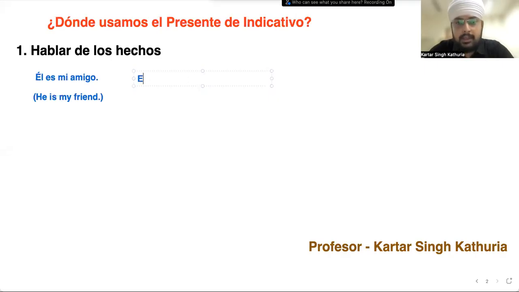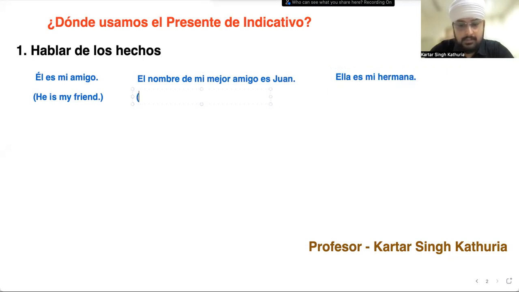El nombre de mi mejor amigo es Juan. The name of my best friend is Juan. This is a fact. Ella es mi hermana. She's my sister. My best friend's name is Juan.